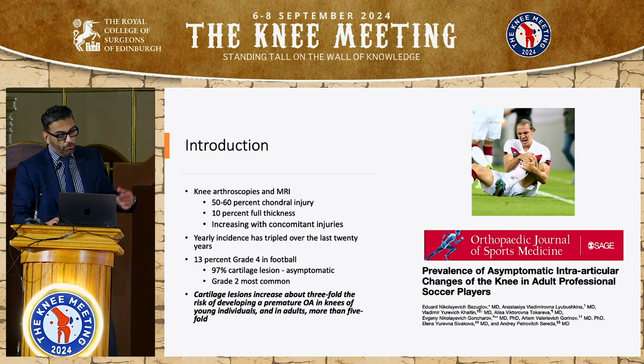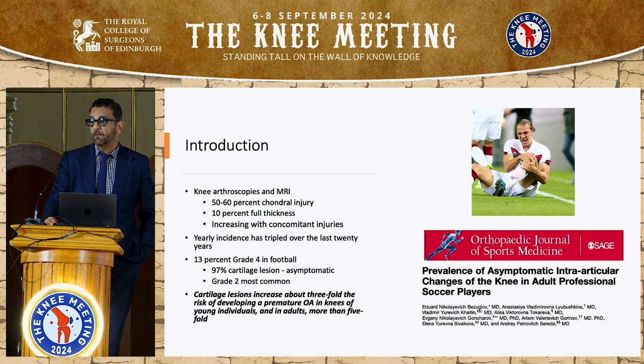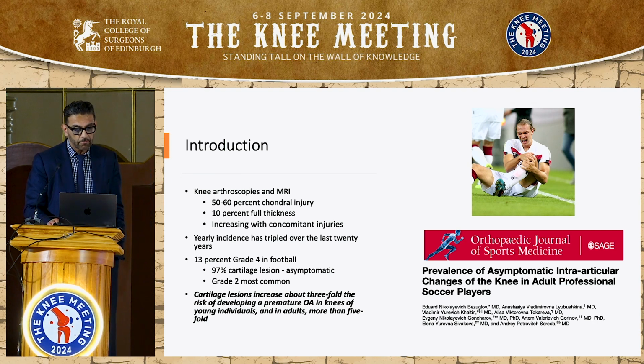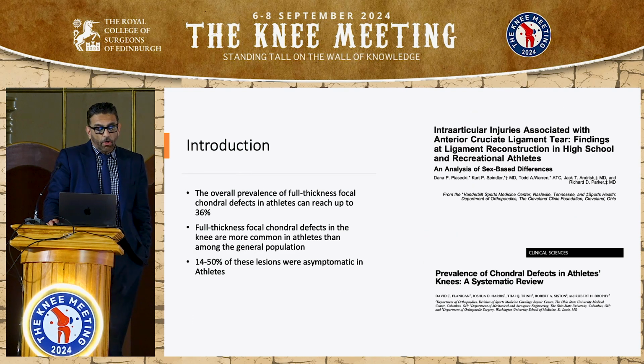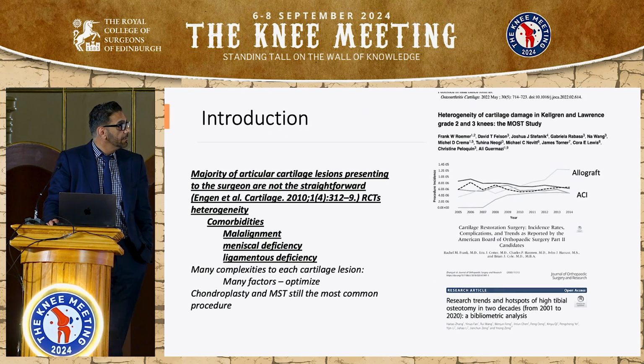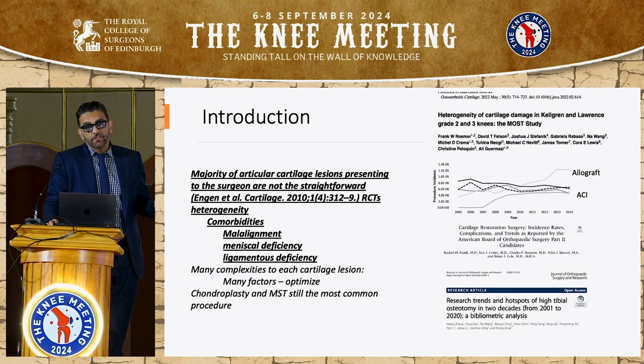But we do know that if you get a cartilage lesion, you have a 3-fold risk of getting a knee replacement in the future, and a 5-fold risk as an adult. The overall prevalence in athletes is almost one third, and these full thickness defects are even increasing. The biggest thing is that the majority of these lesions are increasing and they're complex.